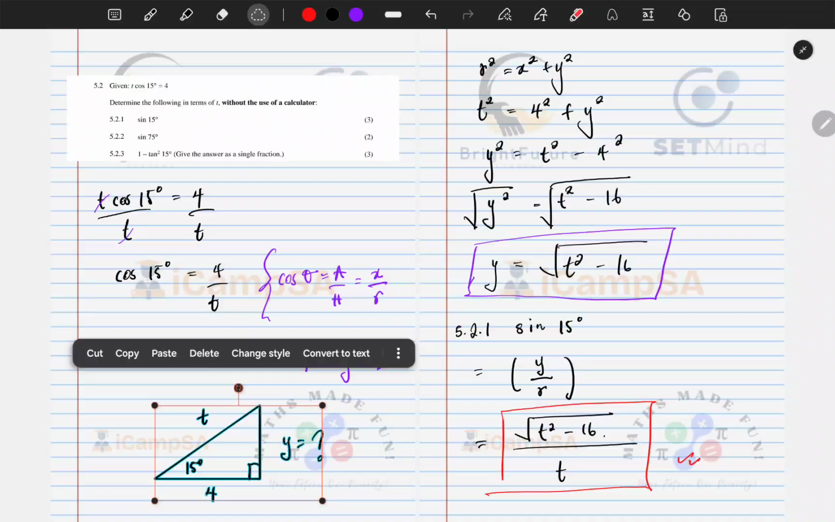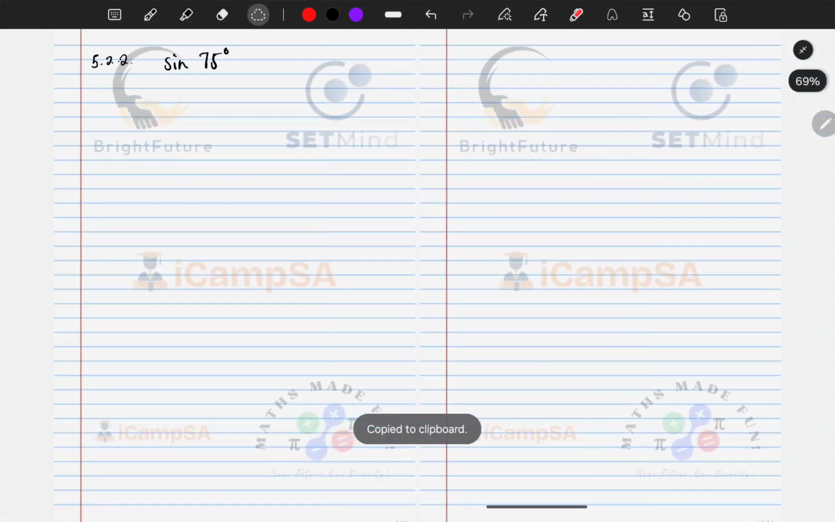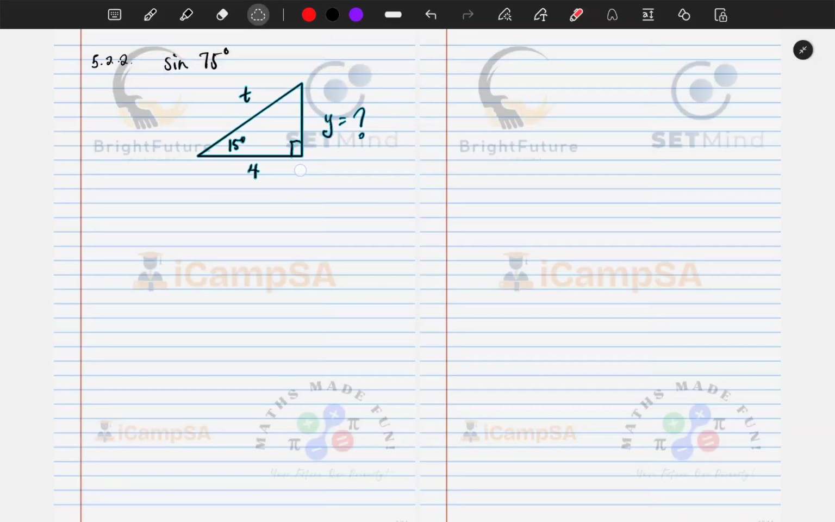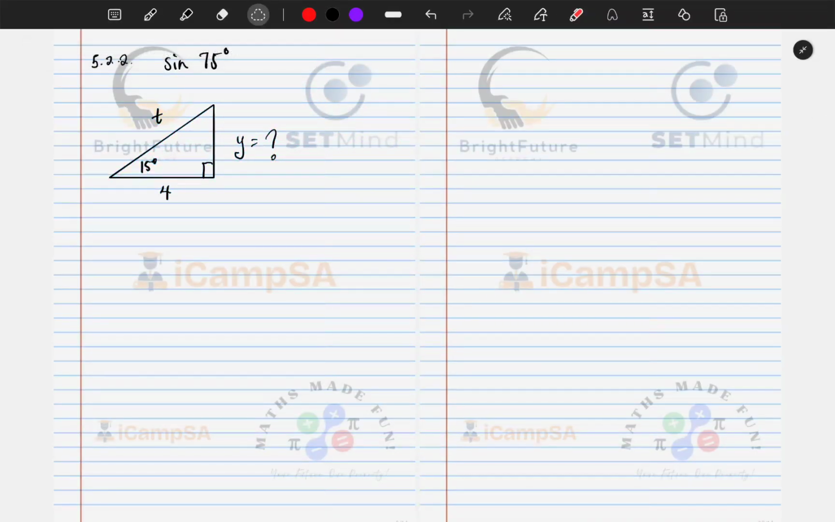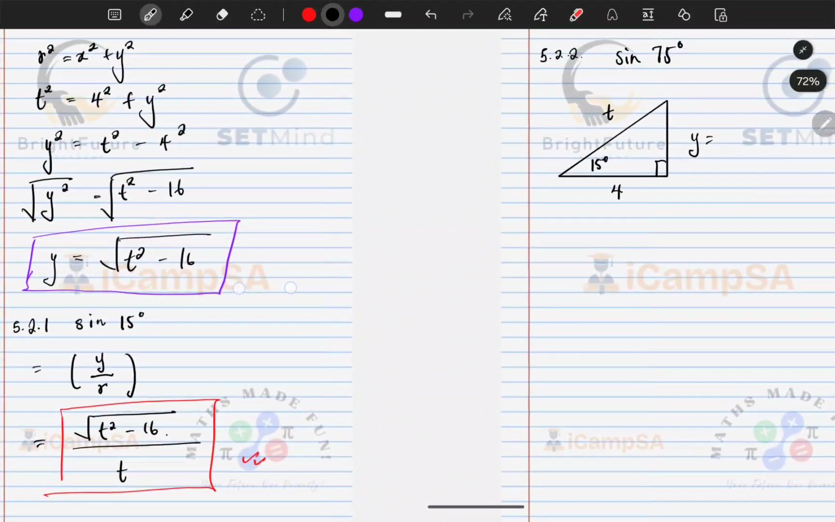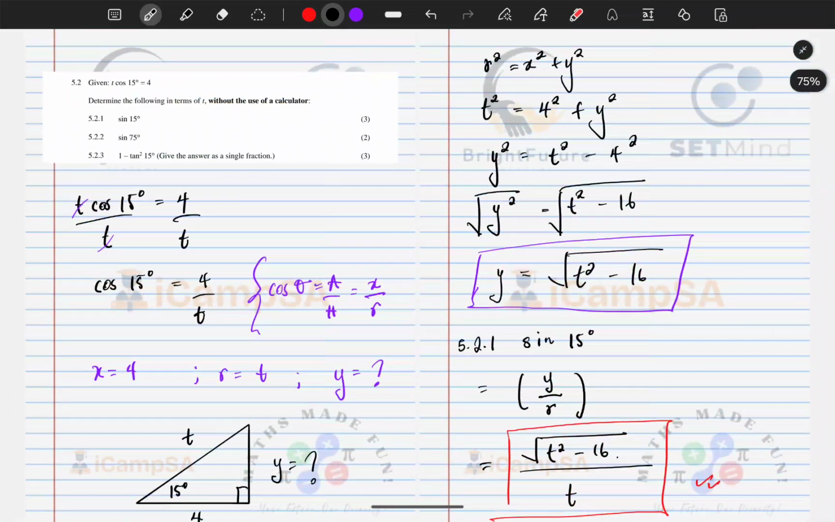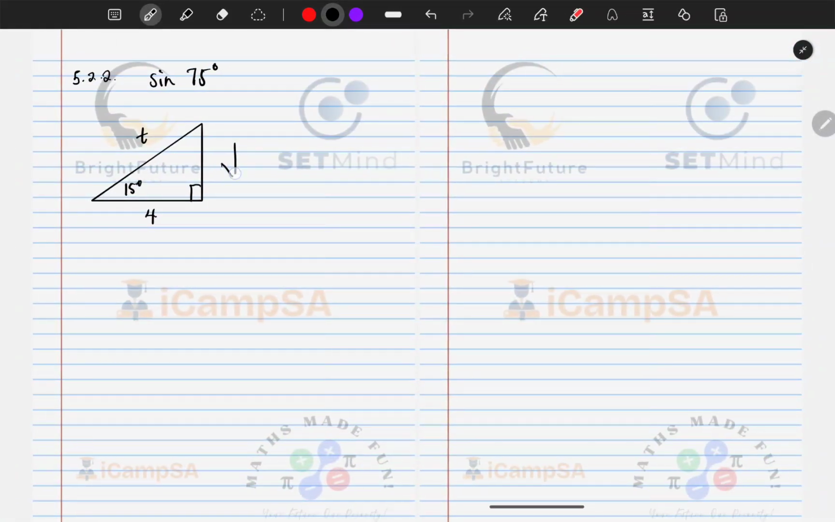Let's do this. So if you look into this, you can find sine of 75 degrees because you already know that your y is just t squared minus 16. So if you do angles of a triangle, this is going to be just 75 degrees, and then you use that to find your answer. But the easiest way in which we can do this, we can come back to this.